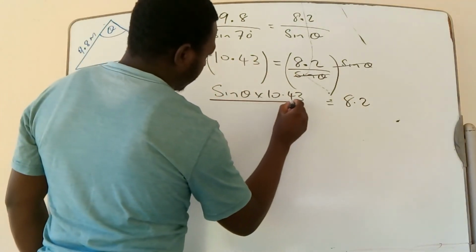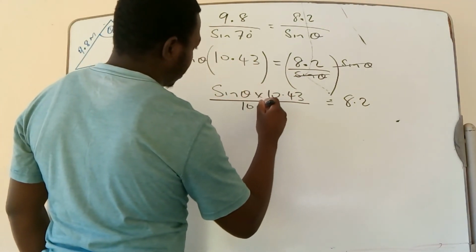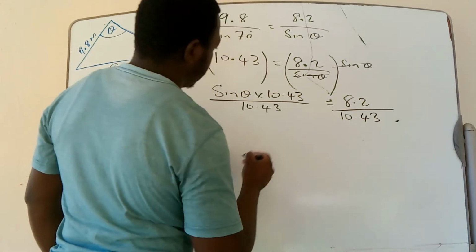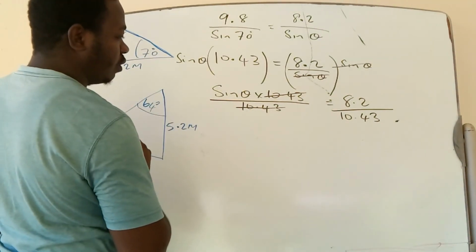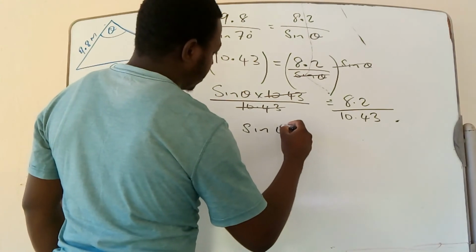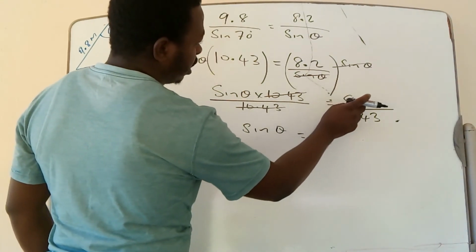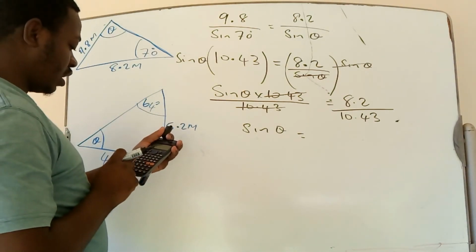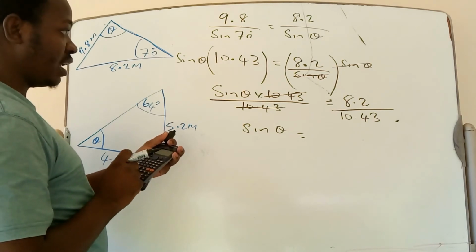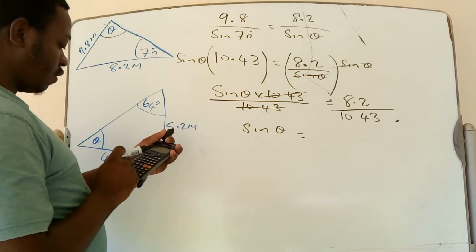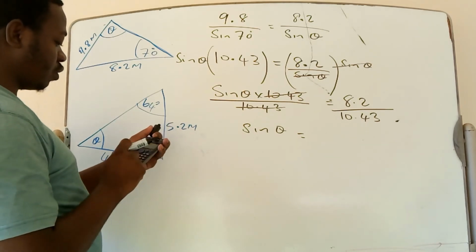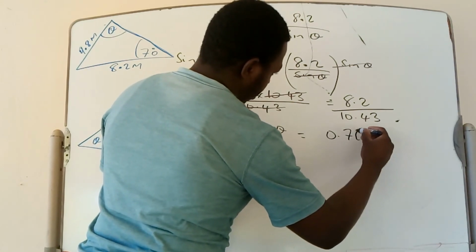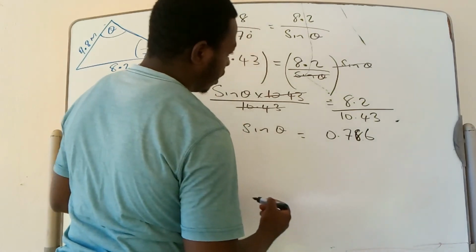Divide both sides now by 10.43. So divide this side by 10.43 and also divide this side by 10.43. 10.43 cancels out 10.43. So sine of theta is equal to 8.2 over 10.43. But you can put that on the calculator and get one value. So that is just 8.2 divided by 10.43, and that gives you approximately 0.786, correct to 3 decimal places.